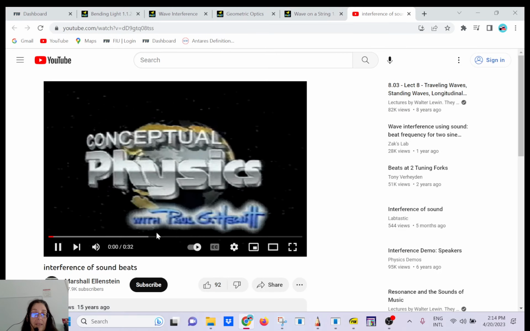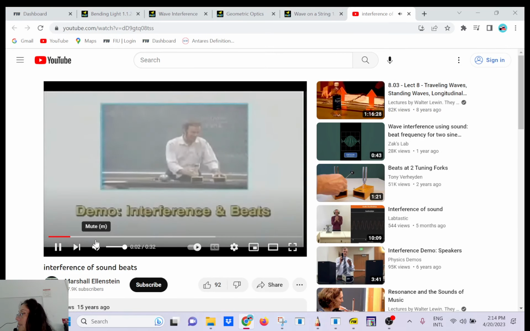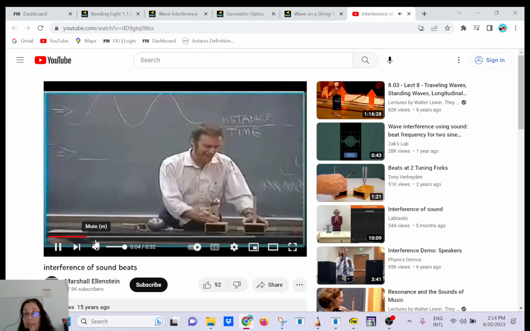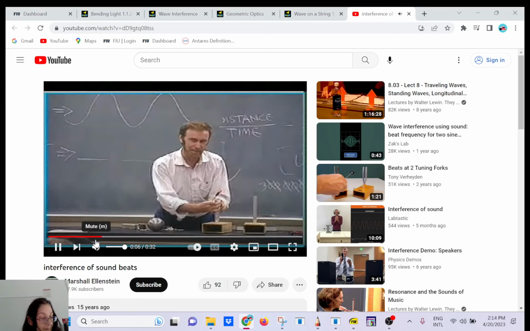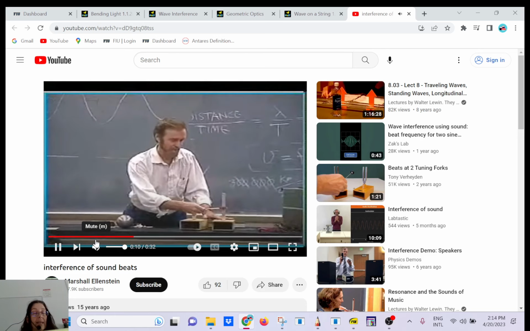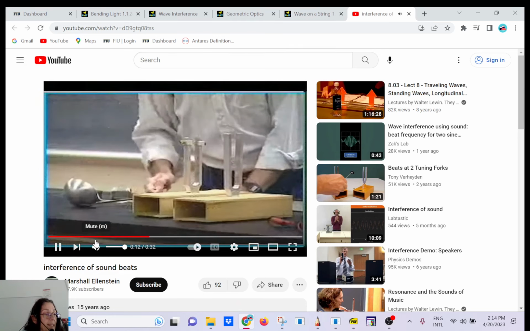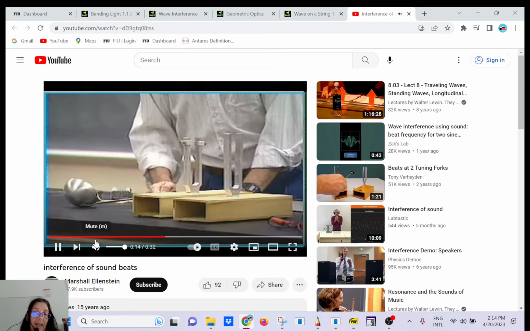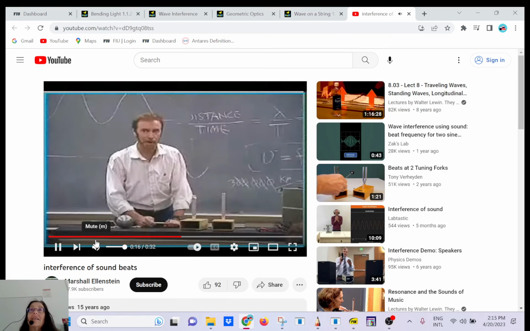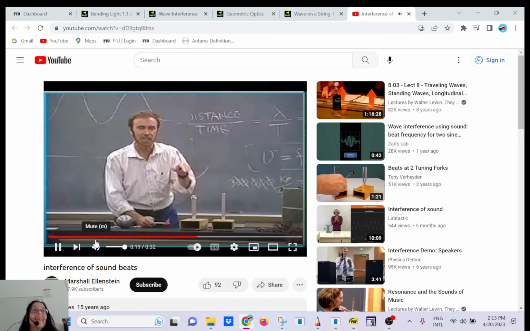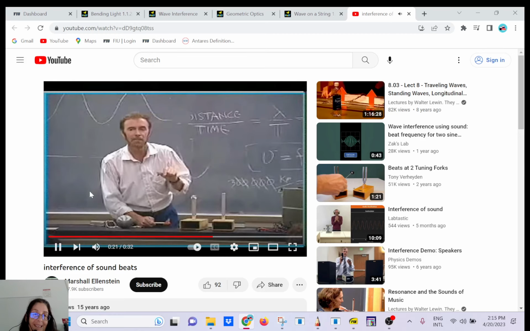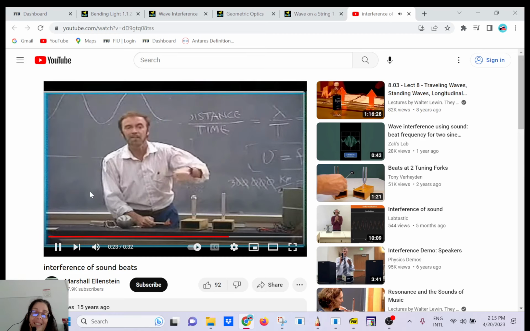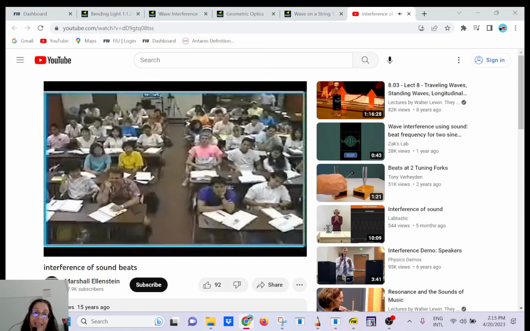And what do beats sound like? Let me get these two so they're a little bit different in frequency. You can strike them both at the same time. Can you hear the throbbing? That is the result of interference, and the phenomenon is called beats.